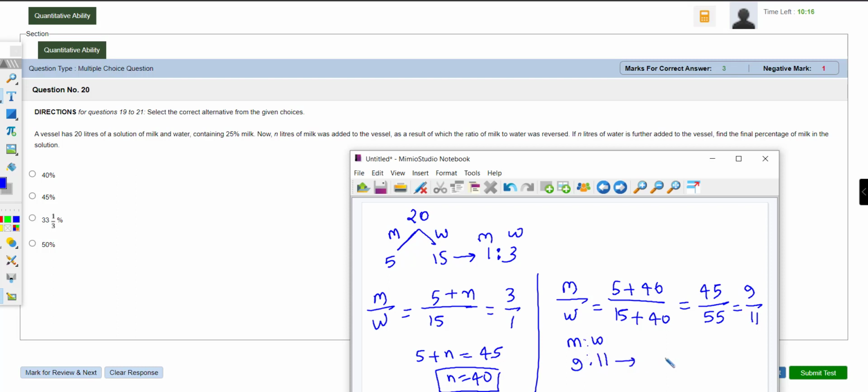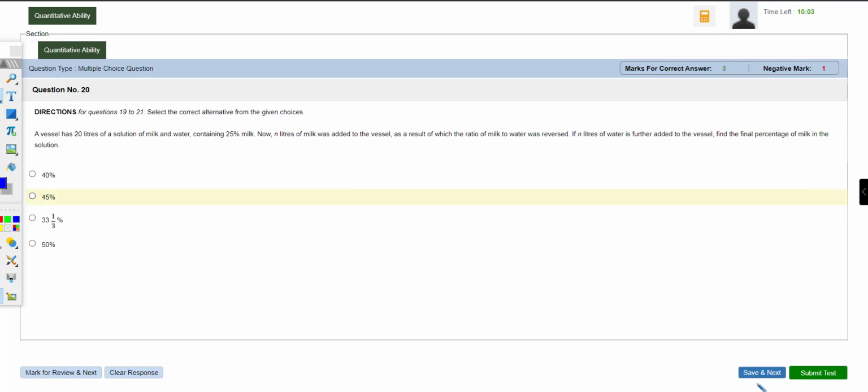So we want to find the percentage of milk. That is equal to how much? 9 out of 20. 1 by 20 is how much? 5%. 5 into 9 is how much? 45% is the answer. So let's mark 45% and move ahead.